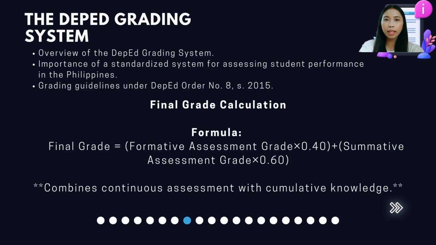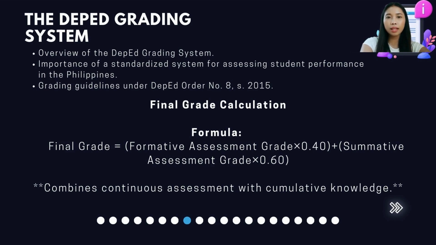The quarterly assessment or the summative is often given greater weight to ensure that students are being assessed on their understanding of cumulative lessons. The continuation of the topic will be explaining DepEd's computation of final grades. But before that, let me tell you that at the end of each quarter, the student's final grade is determined by combining the grades for all learning areas.